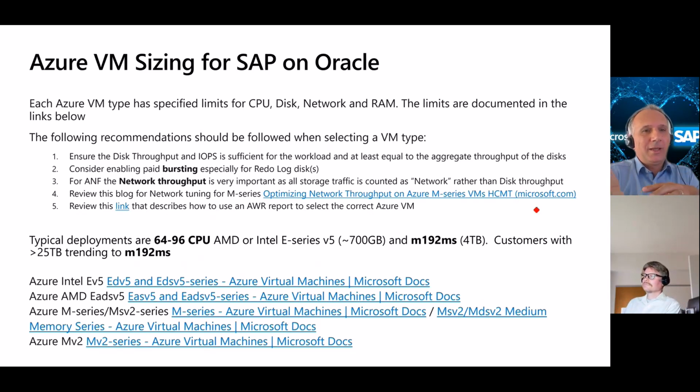But when it comes to ANF, ANF is network storage, so from a storage perspective you have to take into account the networking throughput limits, not the storage limits, right? And this is something people are sometimes confusing or forgetting.